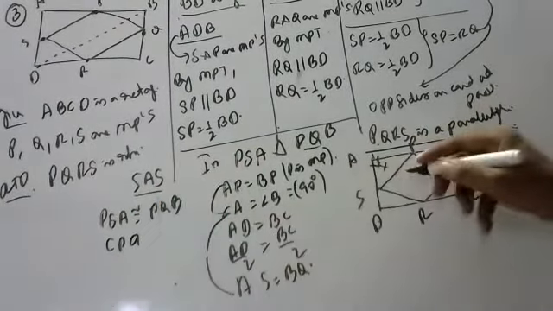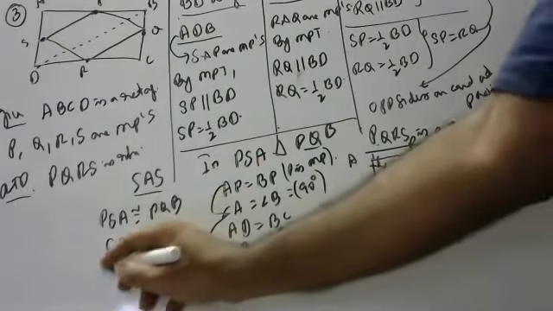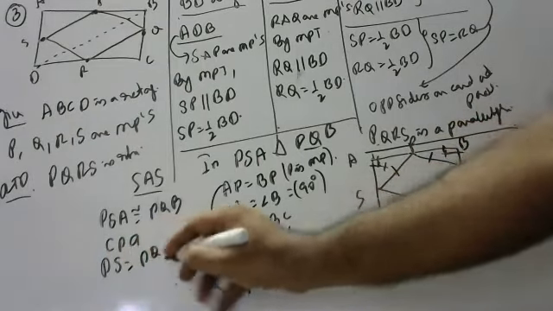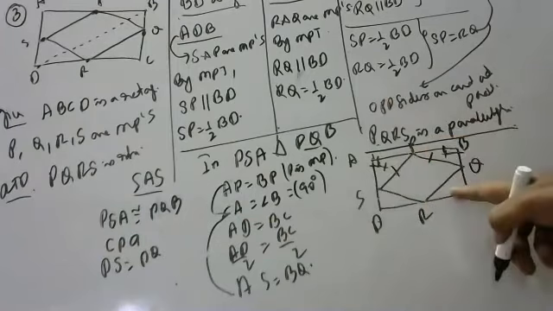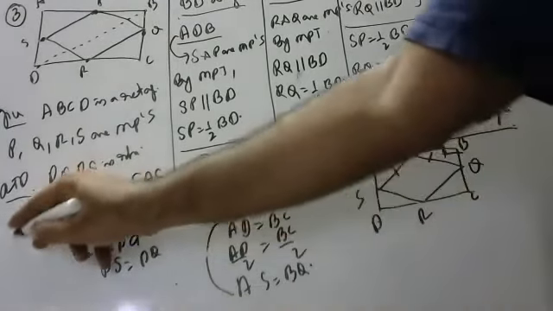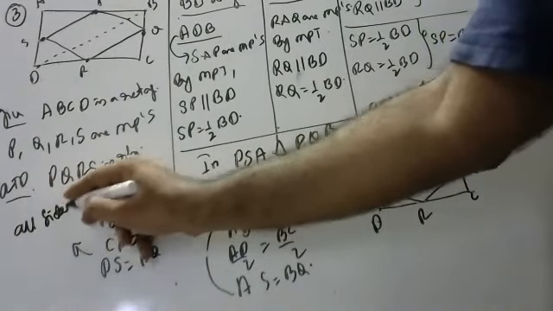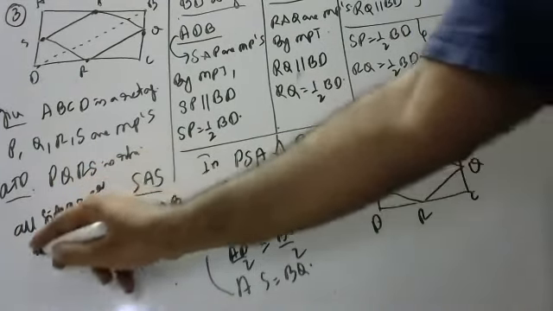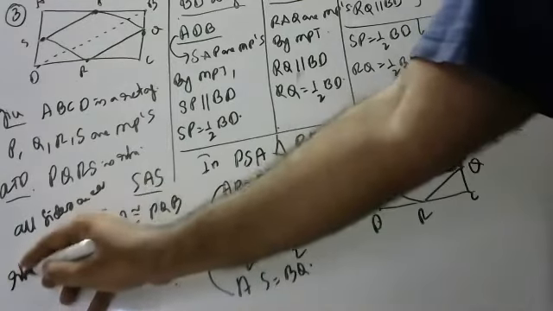What can I say? PS is equal to PQ. Similarly, this and this are equal, this and this are equal. All sides are equal. When all sides are equal, it is a rhombus.